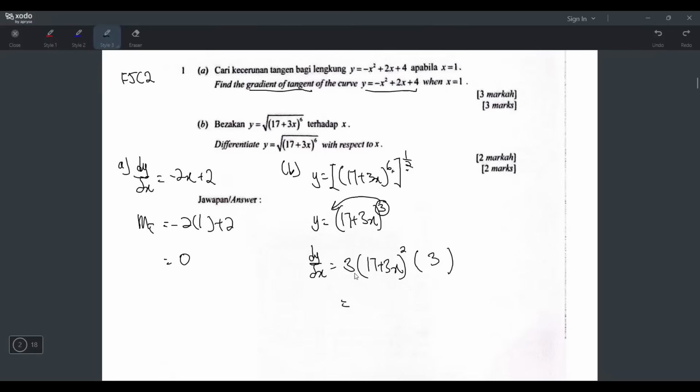So this one is 3 just now. Okay, the single term and the single term we can times together. So 3 times 3 is 9. So this one is 17 plus 3x squared. Right? And that's your answer.